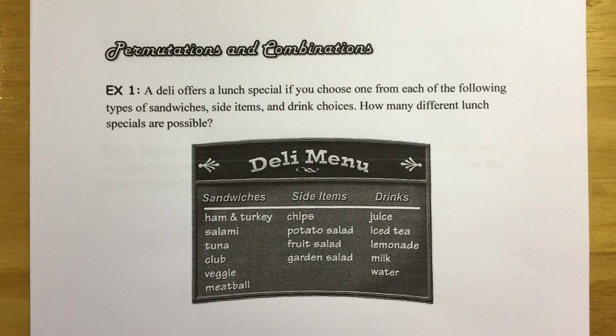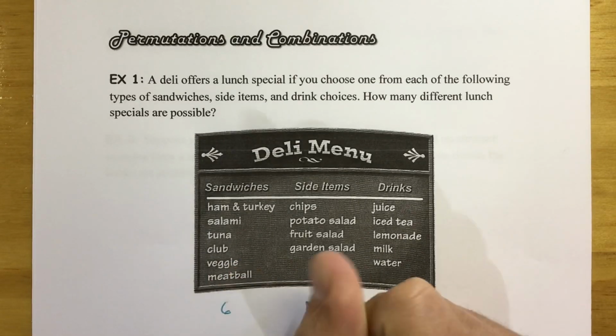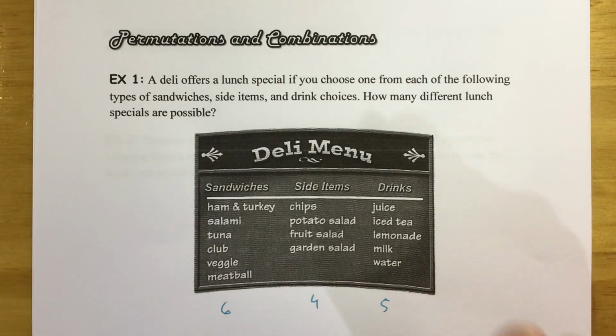All right, so for example number 1, what we have is a deli that offers a lunch special if you choose one of each of the following types of sandwiches, side items, and drinks. Okay, so from their menu, for your choices of sandwiches, you have a total of 6 of them. You've got ham and turkey, salami, tuna, and so on. You also have 4 side items that you can choose from, and you have a total of 5 drinks that you can choose from there.